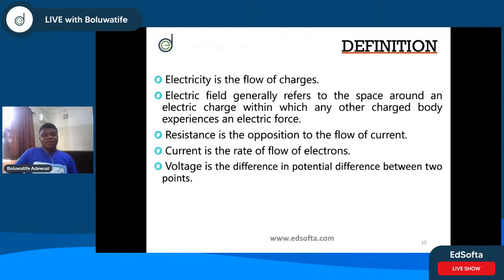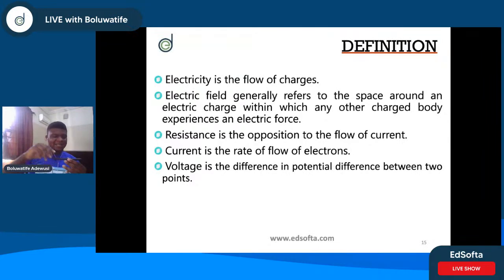Yeah. So electric field generally refers to the space around an electric charge within which any other charged body experiences an electric force. I think it's self-explanatory itself. So take this for example, this is an electric charge.